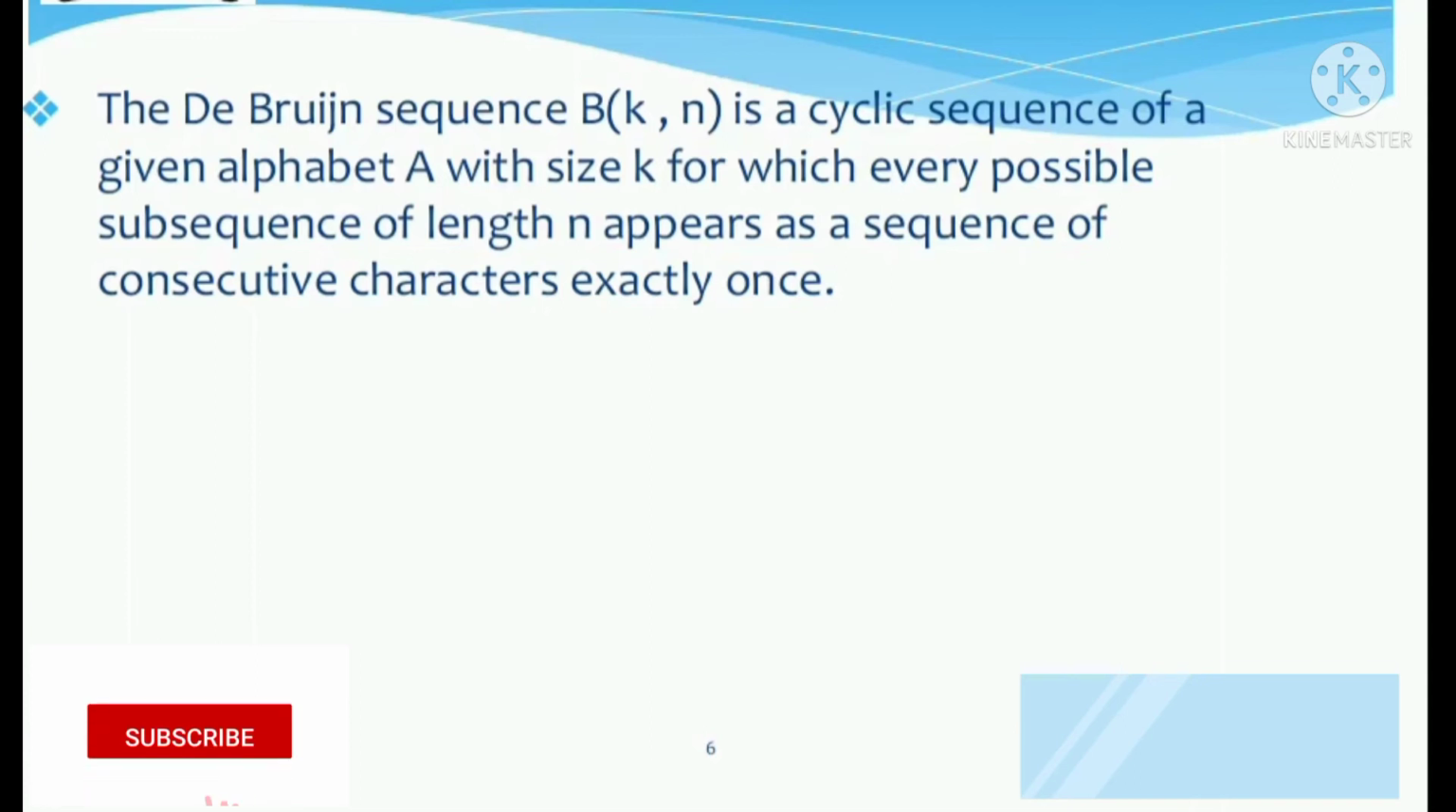Next, we look at the De Bruijn sequence. The De Bruijn sequence B(k, n) is a cyclic sequence of a given alphabet A with size k, for which every possible subsequence of length n appears as a sequence of consecutive characters exactly once. Here k is the size and n is the length. The subsequence of length n appears as a sequence of consecutive characters exactly once.